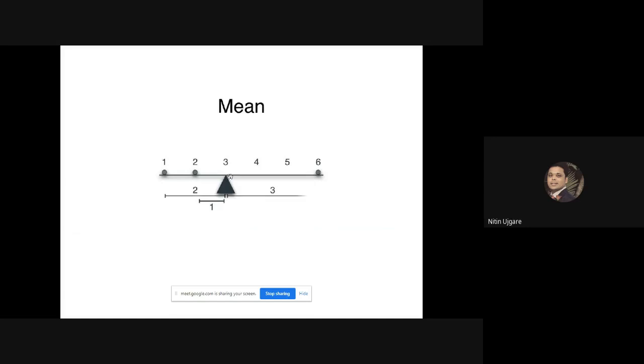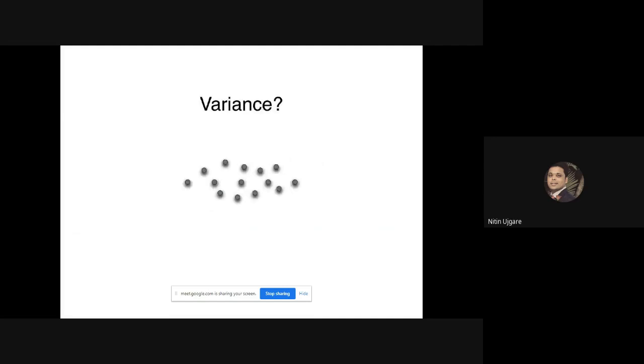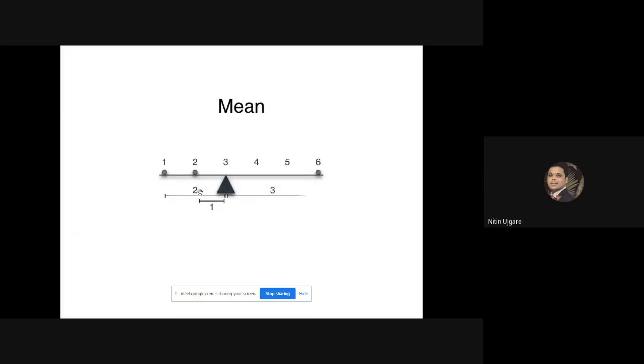So now we can find the variance of this as well. The distance of this point from the mean is 1. However, the distance of this point from the mean is 2. And the distance of this point from the mean is 3. So naturally, can you tell me what is the variance of this set of points? Yes. What is the variance of this set of points?